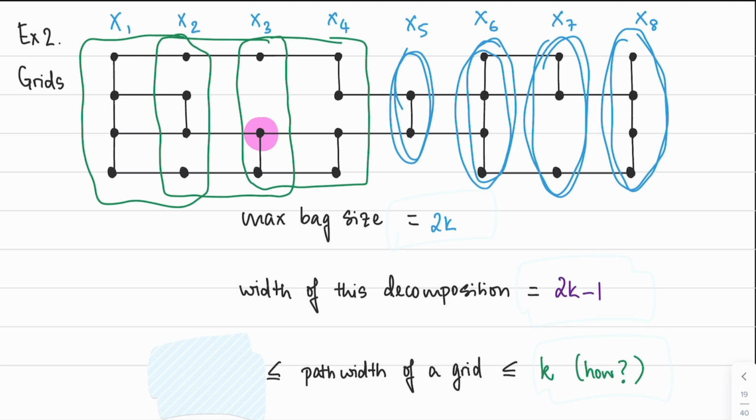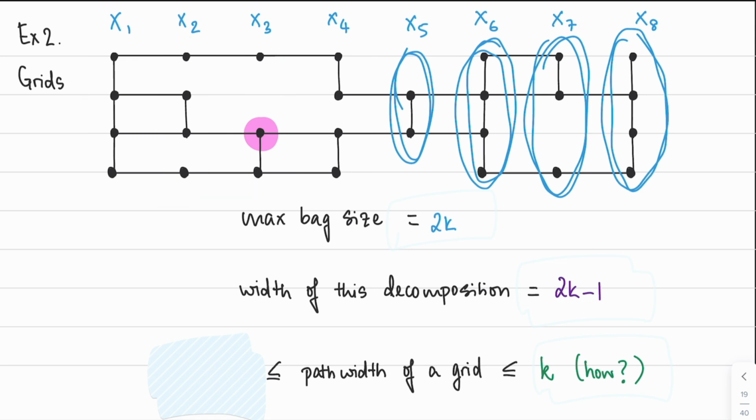For example, your first bag could be just the first column and the first vertex from x2, and your next bag could be all of the first column, but now include the first two vertices of x2. Now you can see that this is problematic, and the reason this is problematic is because this now has k plus 2 vertices, which is one too many.